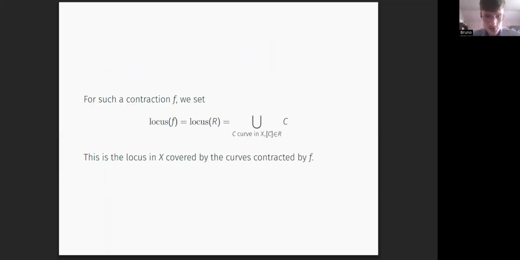So for such a contraction, I define the locus of F as the locus which is contracted by F. So this is the locus covered in X by curves which are contracted. Okay, so if the associated extremal ray is R, then this is exactly that, right? And when F is birational, this locus in X has positive codimension, and outside of it, F is an isomorphism. Okay.